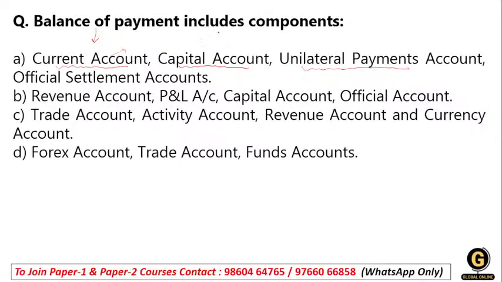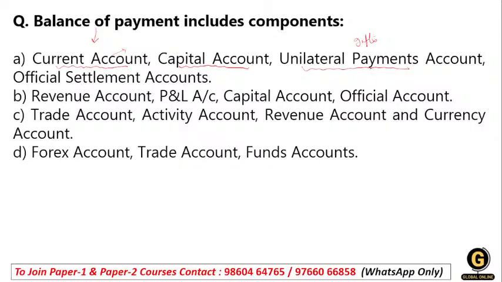Okay, previous year question. Now the capital account records all the capital transactions like the acquisition or the disposal of non-produced or non-financial assets. The unilateral payment account refers to one-way transfers, with no exchange, like your gifts. Gifts and remittances are mentioned in the unilateral payment account.